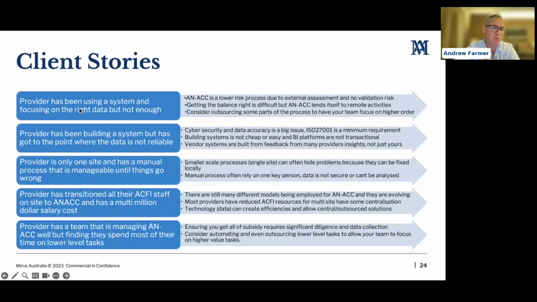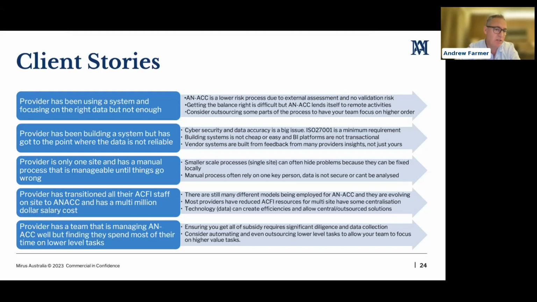But some providers, and again, these slides will be available, are using a system and focusing on the right data, but not enough. It is possible to be doing the right things but not have the capacity to do enough. There is definitely upward pressure on a lot of providers, with not enough resource allocated to doing this data collection for yourself. So centralizing, getting efficiencies, and even outsourcing, which we do for a number of clients, is a solution. There are a lot of low-level tasks that can be outsourced to provide that underlying data so that you can use it for management decision-making.